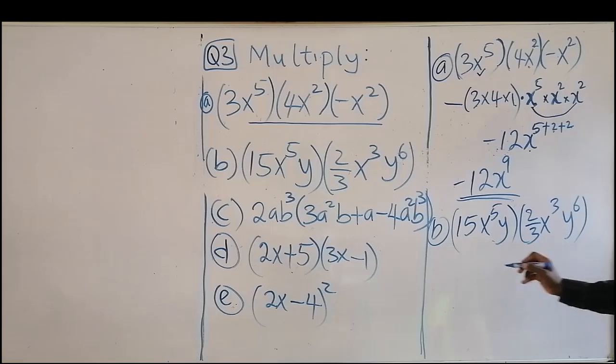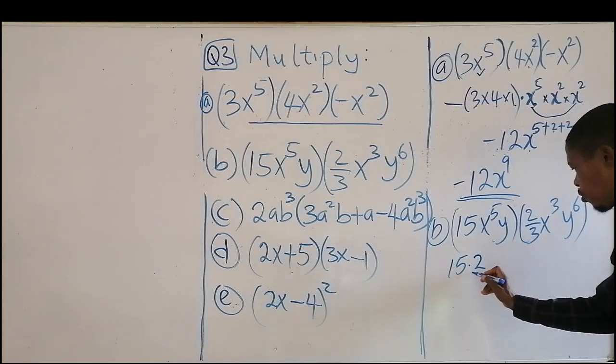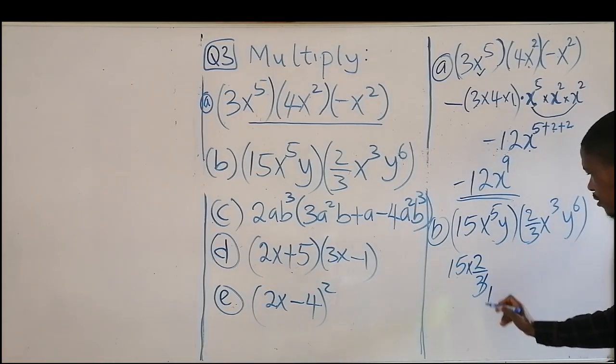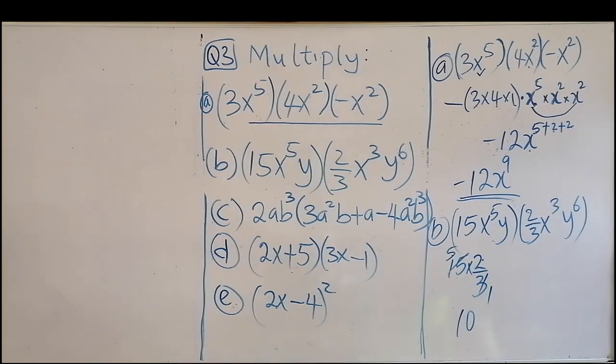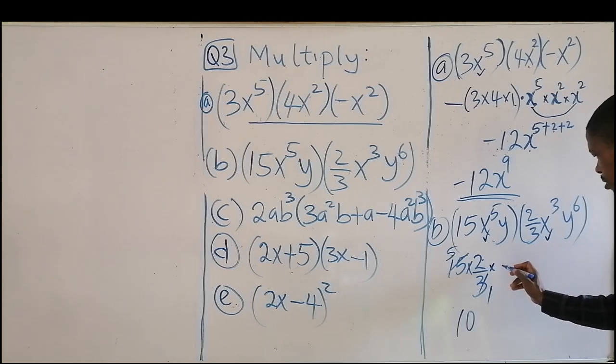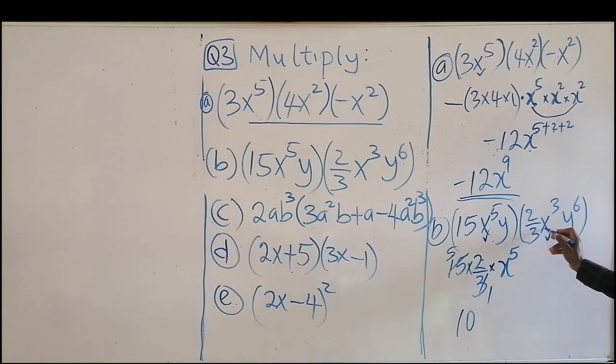The B parts, let's take the number 15 times 2 over 3, okay? So 3 here, 1, 3 here, what? 5. So 5 times 2, we have 10. Then for the letters, letters is the same. That will be equal to what? Times x to the power what? You are multiplying, okay? So you can apply indices. That will be 5 plus 3. You take one of the bases and then you add the power together.